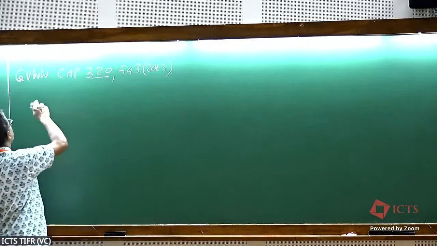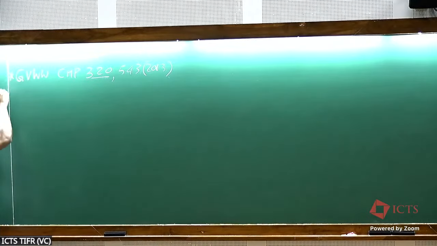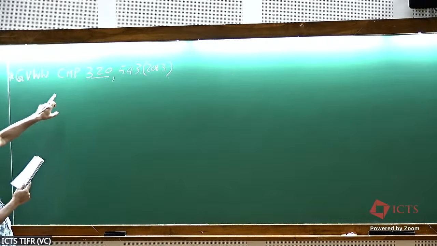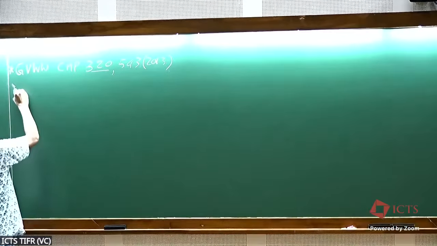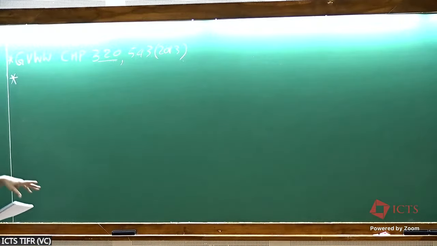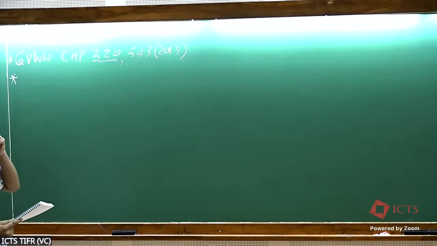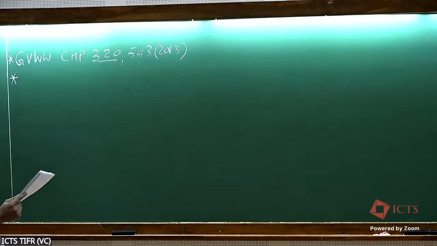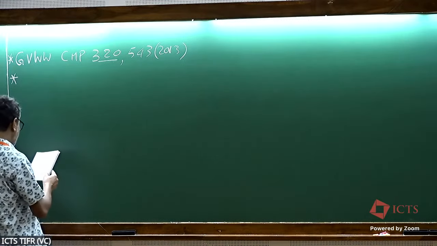Okay, so this is the reference that I have been following mostly. This is Grünbaum, Velázquez, Werner, so GVWW. This is really the paper which, almost the first paper which introduced this idea of repeated measurements and developed this renewal formalism.